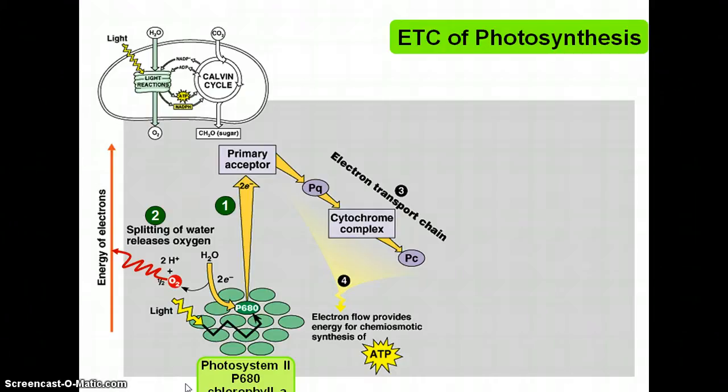So once those electrons are passed up to that primary acceptor, the primary acceptor protein is going to pass them along through a series of reactions. And those reactions are called the electron transport chain. And one of the large molecules that they're going to pass through is called the cytochrome complex. This is all part of the first electron transport chain in the light reactions.